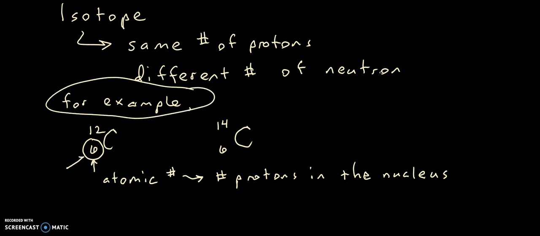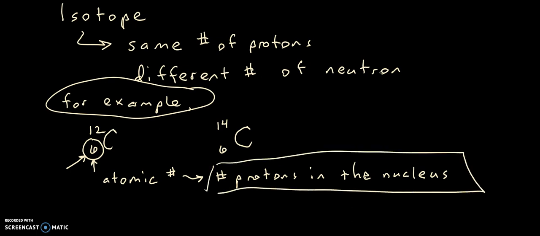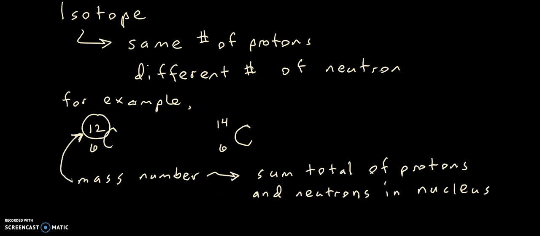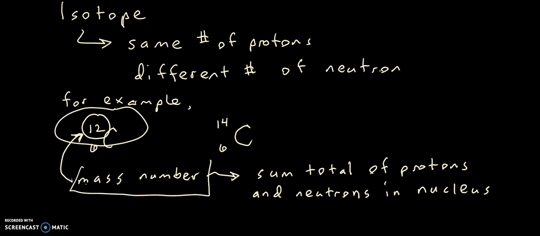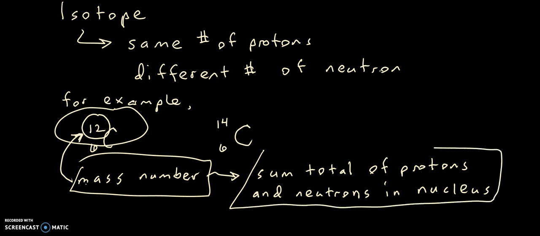Now recall the lower number here, the 6, that's the atomic number of an element, and that tells us how many protons are located in the nucleus of that particular element. Now the upper number, for example, for carbon-12, the number 12, that's the mass number. Now recall what that tells us is the sum total of the protons and the neutrons located in the nucleus.